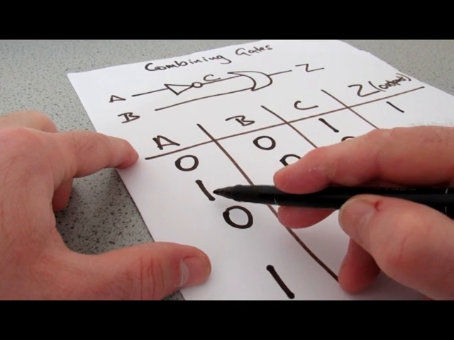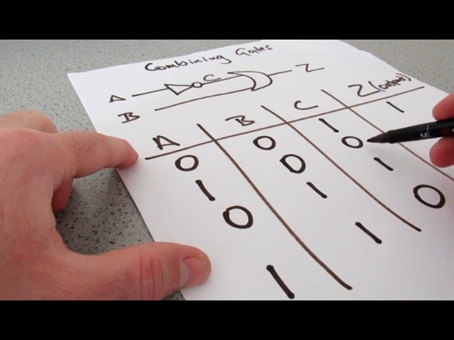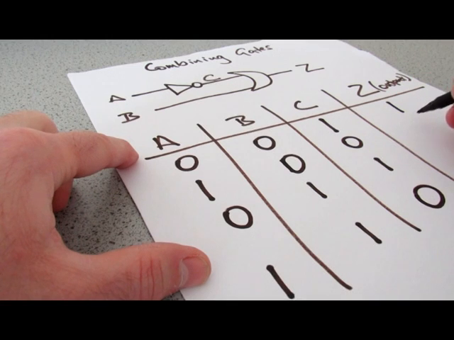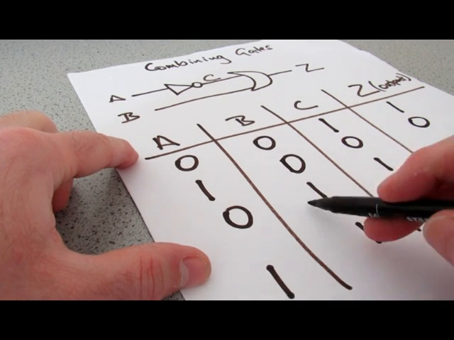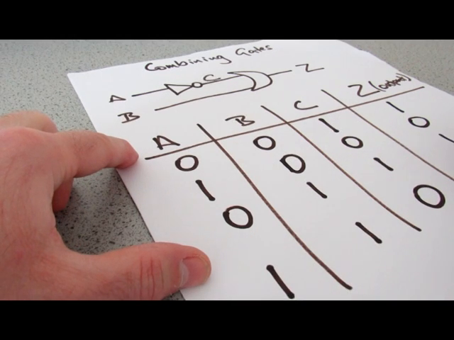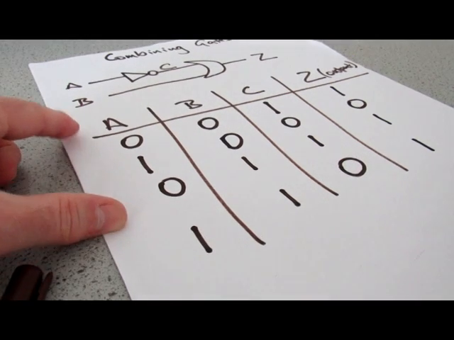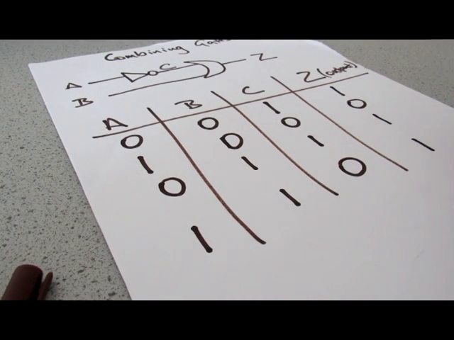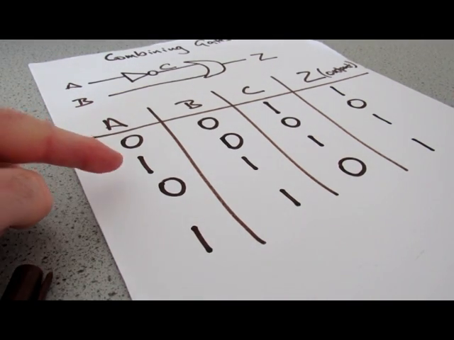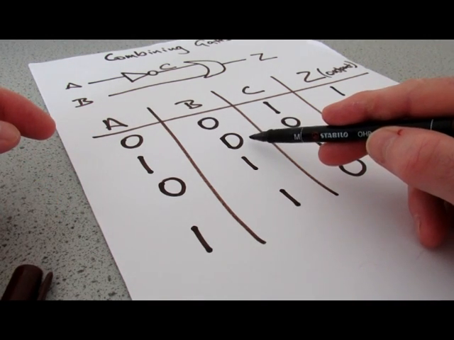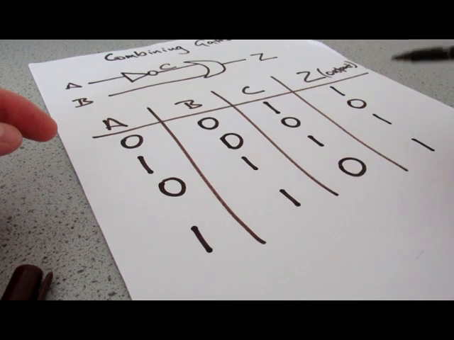If A is 1 this time, C will be 0, it will be off. They're both off, so there is no output. As long as B or C is on, I get an output, and that is the same for the last one. So I only have one situation where I will not get an output. That is if A is on or high and B is off or low. I get an overall output of 0.